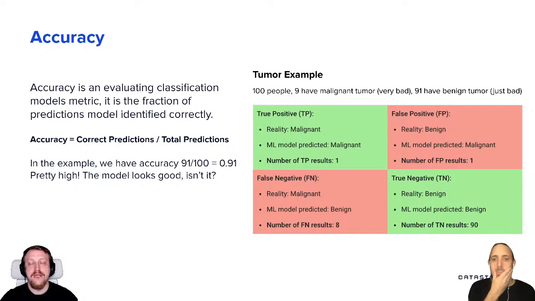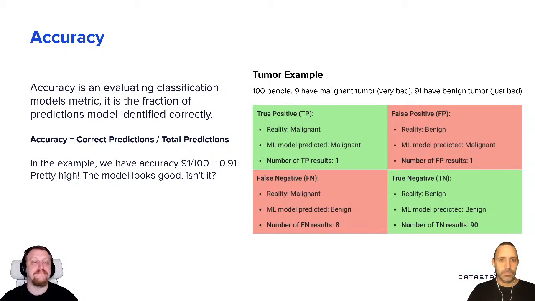And the first metric we use when speaking about the model is accuracy. Accuracy is basically just the fraction of predictions the model identified correctly. Calculating accuracy is very simple. You take the correct predictions, so true positives and true negatives, and divide them by total predictions. In this example, we have accuracy 91 divided by 100, so 0.91 out of 1 possible. It's pretty high. So 91 is true positive plus true negative, 1 plus 90, divided by 100 total predictions. Accuracy seems to be pretty high.